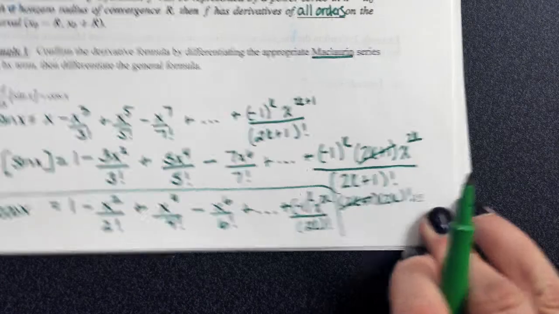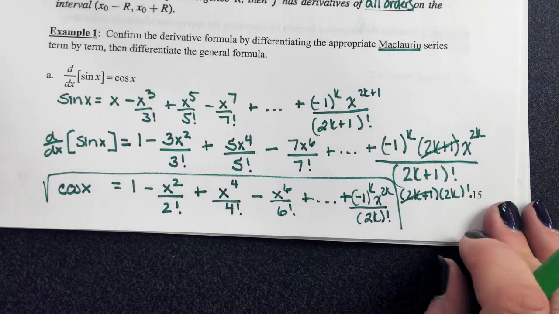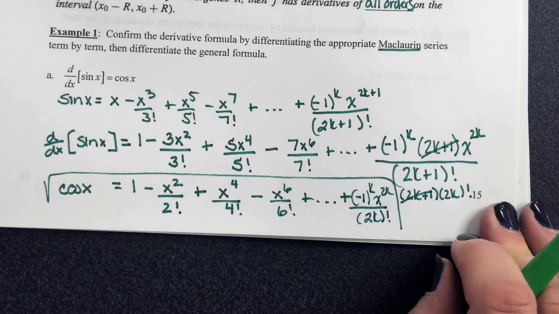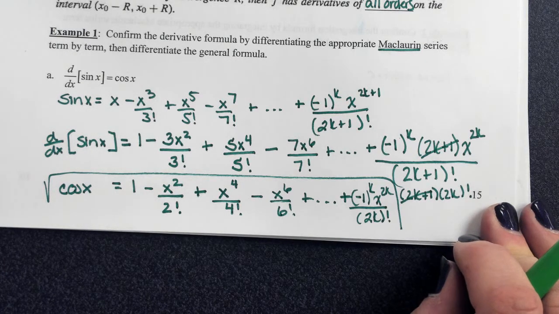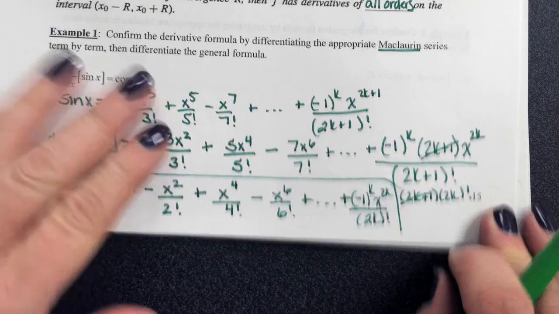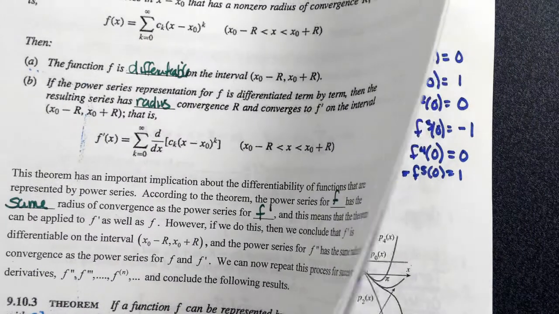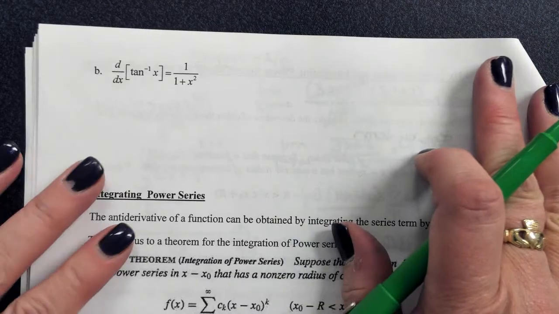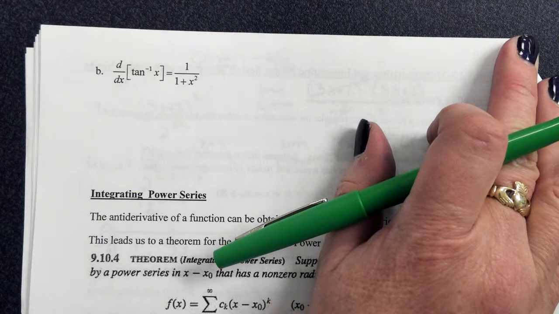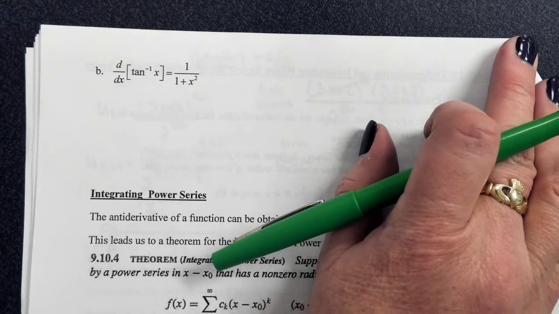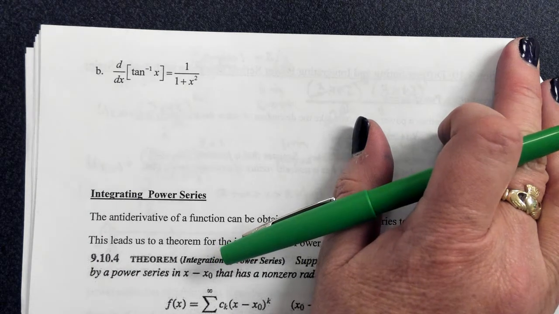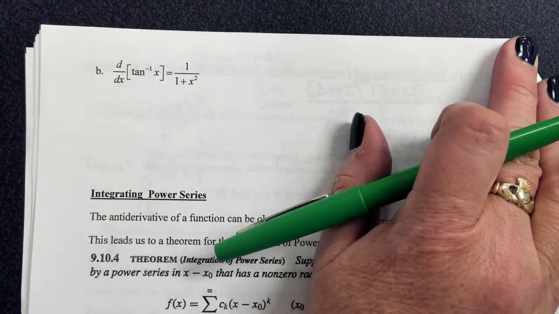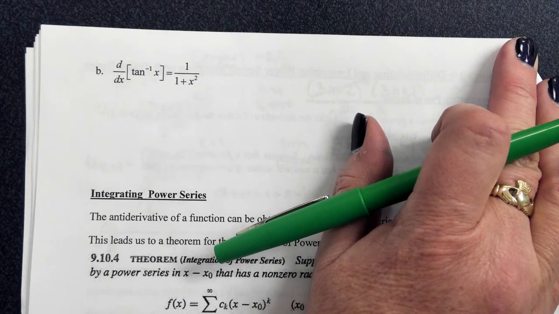So any questions on how I differentiated the sine of x Maclaurin term by term? Okay. So let's take a look at another one. I'm not going to make you prove where the inverse tangent of x Maclaurin polynomial comes from. If you really love doing Maclaurin polynomials, you can. But it gets to be pretty ugly because you have to do your quotient rule quite a bit.